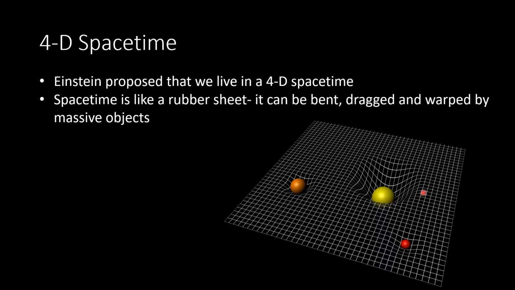So in the cartoon, you might have a more massive object like a star. You can see that bends spacetime more. And less massive objects like planets or maybe moons, they would be bending spacetime a bit less.